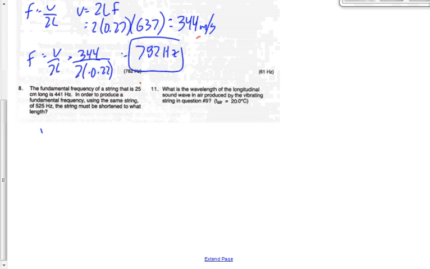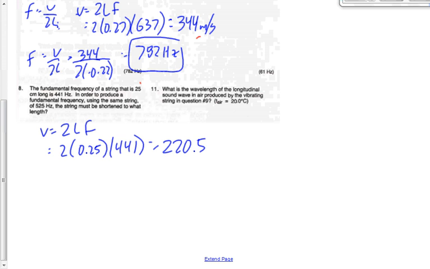Once again, we're going to say V is equal to 2LF. Okay, it's this equation rearranged. It's 2 times 0.25 times 441. We get 220.5 meters per second. Now the speed stays the same, but this time we're looking for length. It's going to be V over 2 times F. So 220.5 divided by 2 times 525.